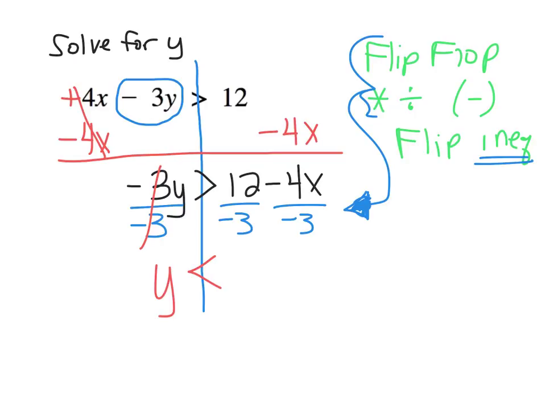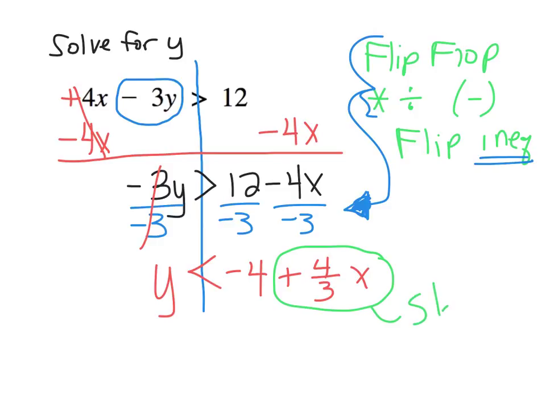y less than positive 12 divided by negative 3 is negative 4. And then I've got a negative 4 divided by a negative 3. I'm going to leave it as a fraction. Negative and negative, they become a positive, 4/3 x. And then quickly, my slope is always the number attached with the variable, and my y-intercept is always the constant.